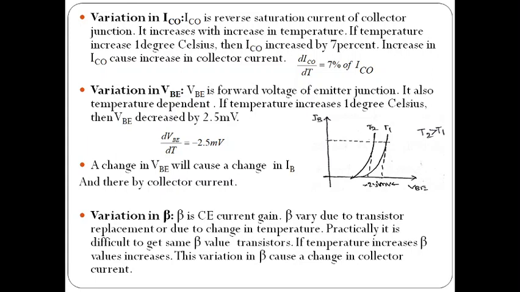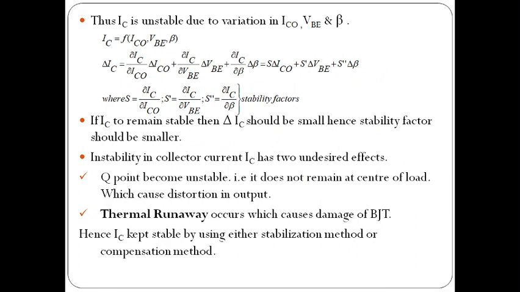So we can say the collector current IC is unstable due to the change in the reverse saturation current at the collector, the base to emitter potential, and third, the beta value. So the collector current is a function of ICO, VBE and beta.